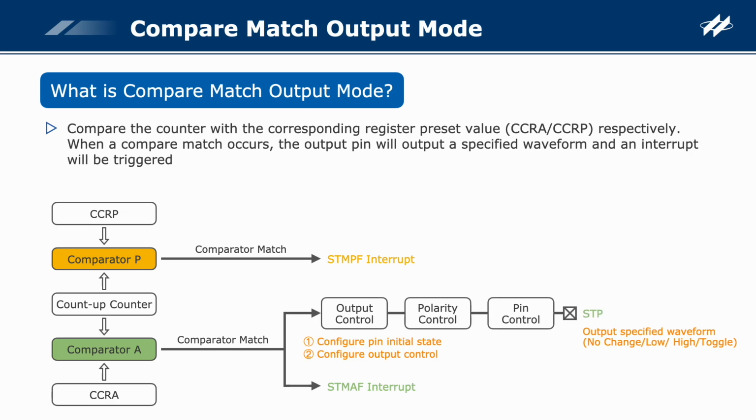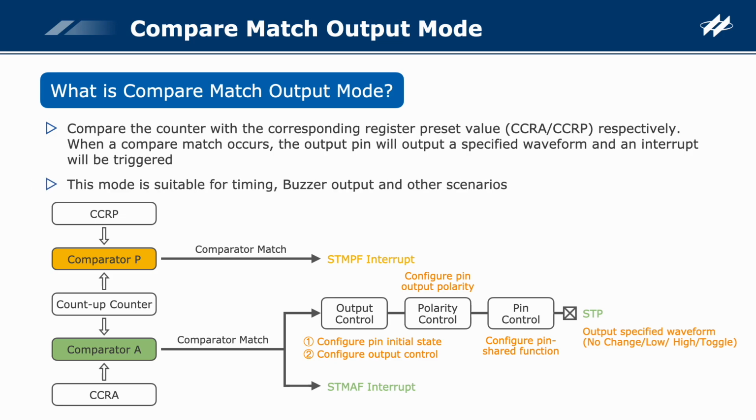The first is output control, which is responsible for configuring the initial level state of the pin and the associated output control. The second is polarity control, which is responsible for controlling the inverted output or non-inverted output of the configured pin. The third is pin control. The timer module external output pin is usually pin shared with other functions and must be configured as the timer module external pin in advance. This mode is suitable for occasions where general timing, buzzer output and other functions are required.